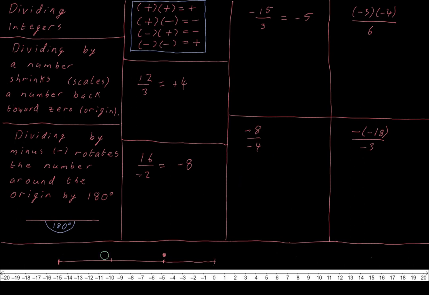Now I have minus 8 divided by minus 4. So what's going to happen here? Well, I start at minus 8, and I'm going to break that up into 4 equal pieces.